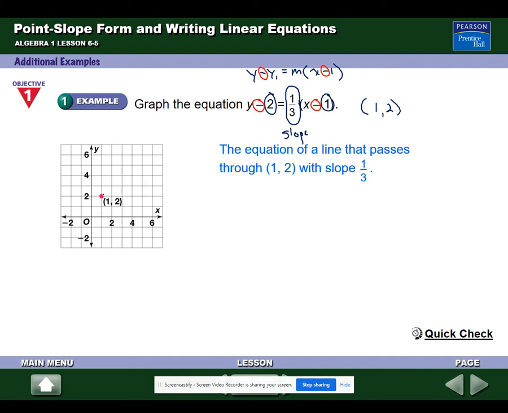The slope of 1/3 means rise over run, up 1, right 3. Up 1, right 3. You could also go down 1, left 3 and get several nice points. I do not like how they kind of zoom in on the graph here. Just use my graph paper.